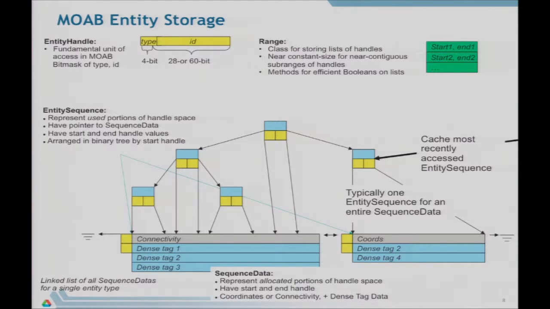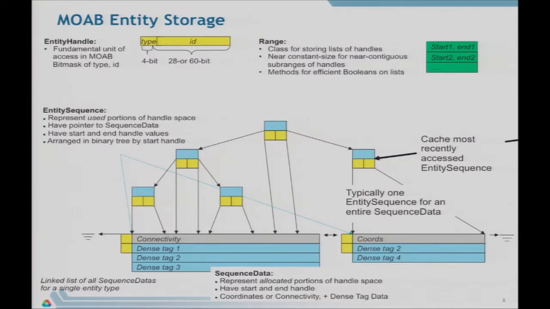So I talked a little bit about tags. MOAB supports 2 different types of tags in terms of the storage. One is something we refer to as a sparse tag. A sparse tag is stored as entity handle value tuples, and a dense tag is stored as values for a range of entity handles.